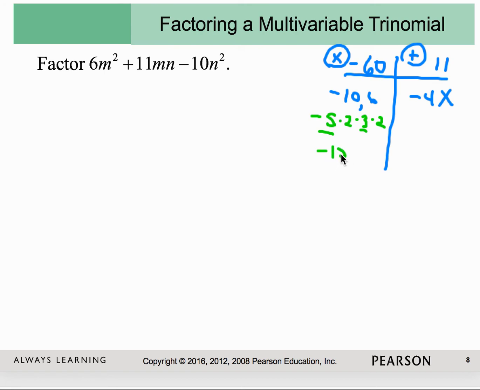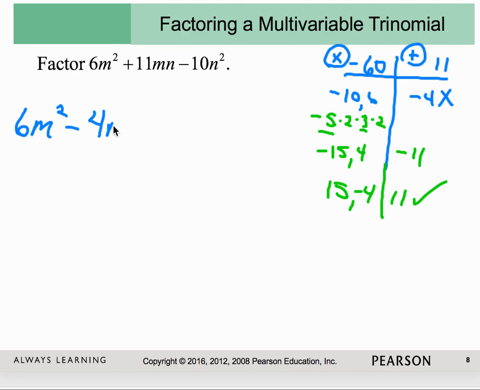So negative 15 and 4. Hey, negative 11. Right numbers, wrong signs. I need positive 15 and negative 4. Woohoo! Once we get to that point, we've got it done. We just rewrite the problem, and I'm going to put the minus in the middle. If I don't, I have to be really careful with that sign.